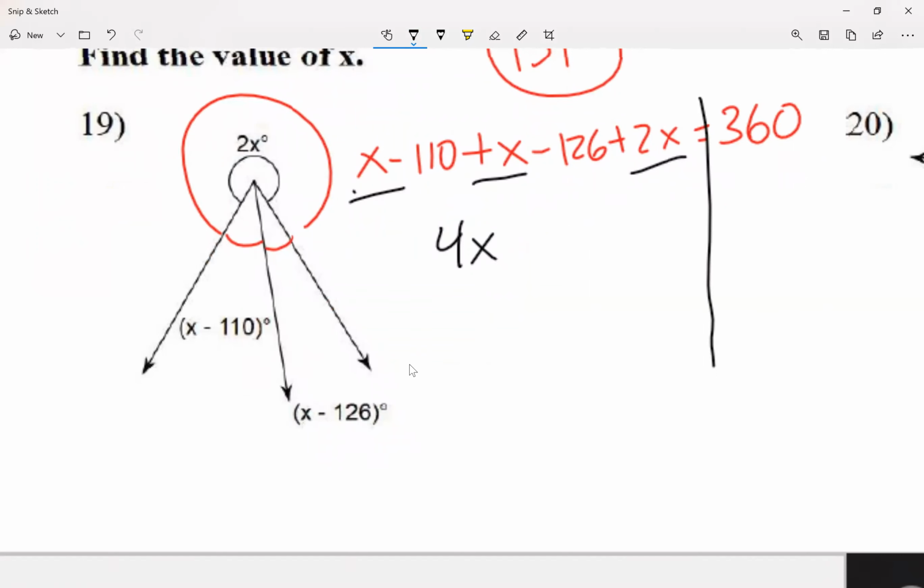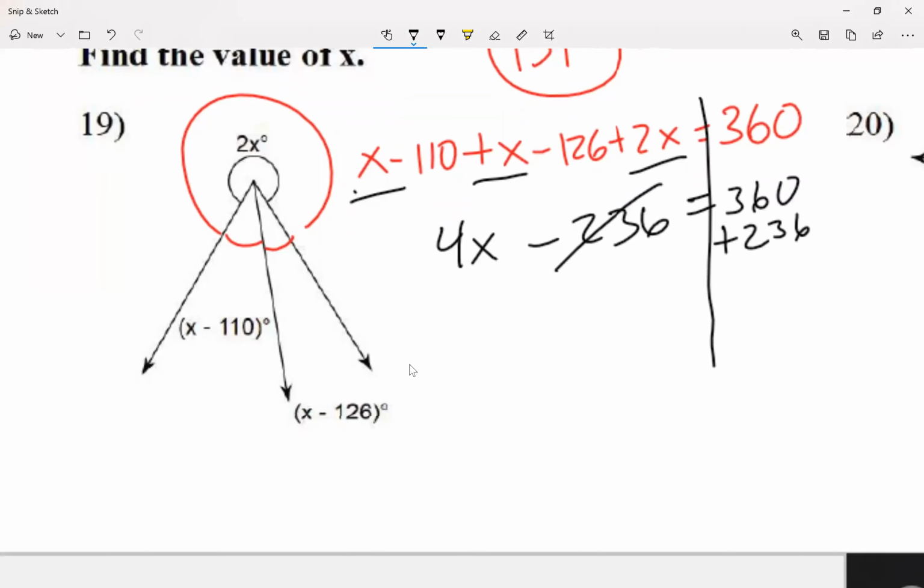When it comes to numbers that don't have a letter, a negative 110 minus 126, let me call that negative 236. And this is all equal to 360. I want 4x by itself, so this minus 236, let me move it over as a plus 236. So I have that 4x is equal to 596.